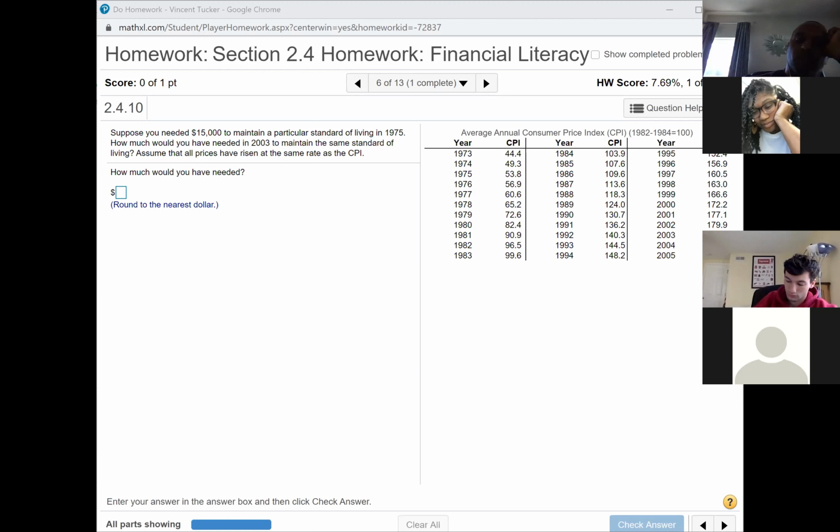All right, so now we can cross multiply. Whenever you have a proportion set up, you can always cross multiply in order to solve. So on the left, that'd be 15,000 times 184.0 equal to P times 53.8. 15,000 times that 184.